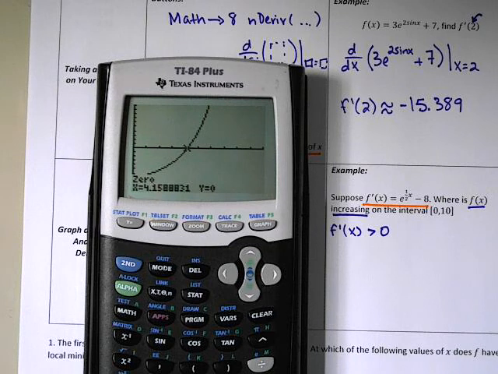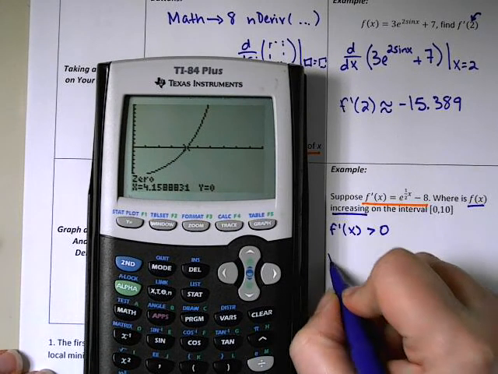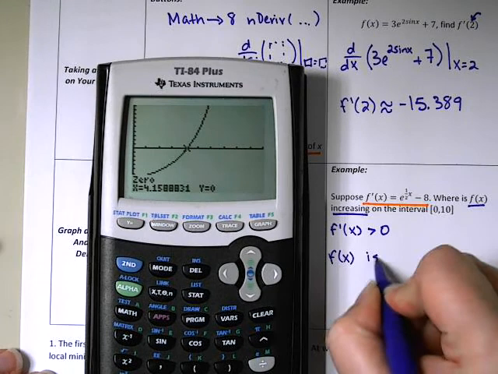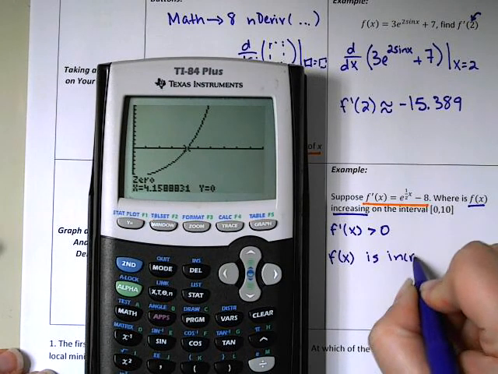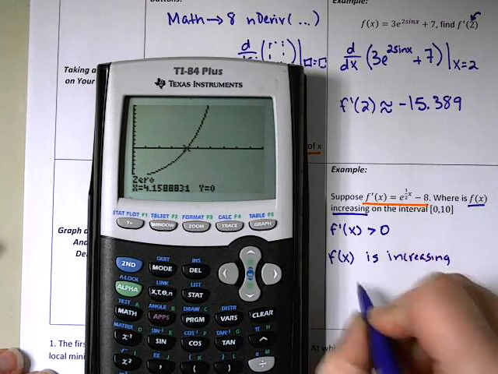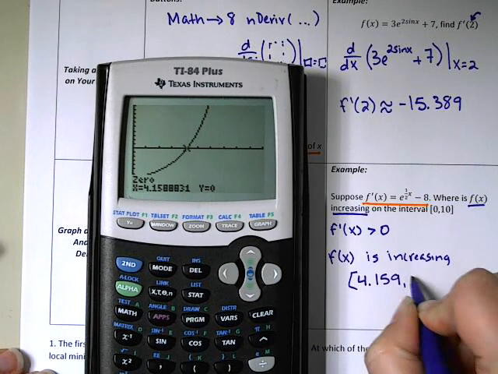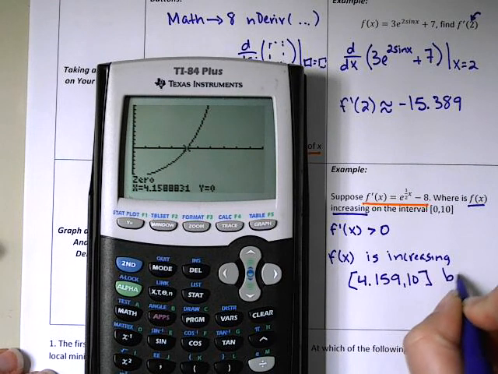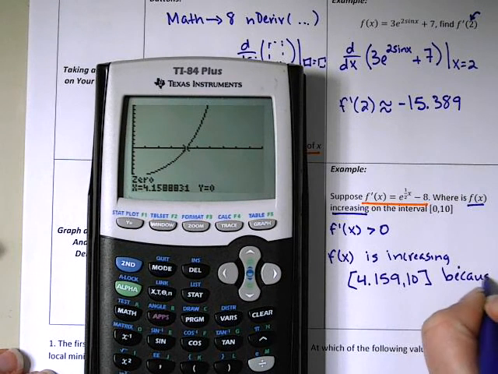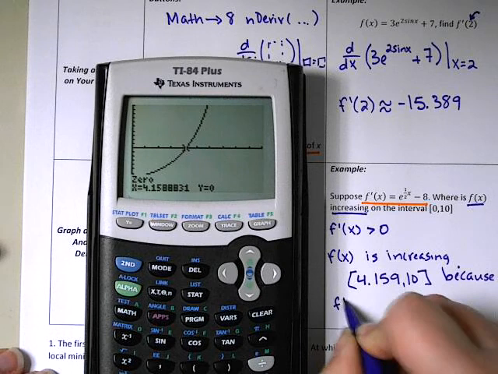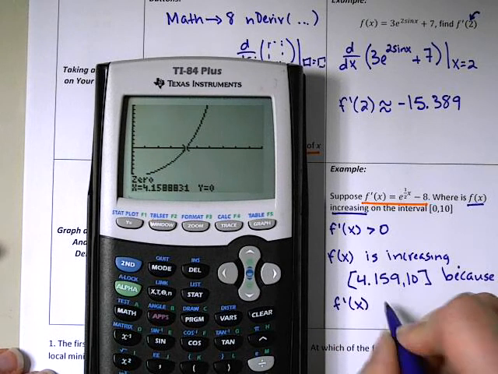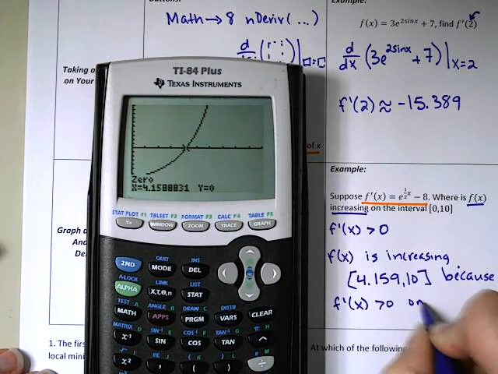All right, so we can see that this crosses the x-axis at 4.158, oh, 9, excuse me, got to bump it up one, which means we can say that f of x is increasing on the interval from 4.159 to 10 because f prime of x is greater than 0 on this interval.